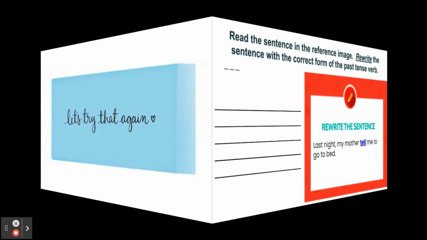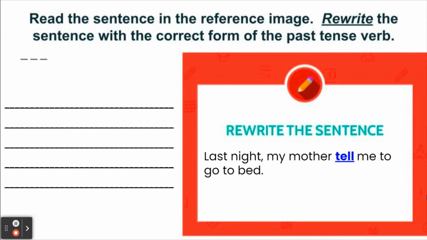Here we go. Now I just want you to go ahead and rewrite the sentence with the correct form of the past tense verb. So I'm giving you a verb here in blue that is the present tense, and obviously it is incorrect because the sentence is in the past tense. So we have to replace that verb with its past tense, okay? So, last night my mother tell me to go to bed. It sounds wrong, doesn't it? Yeah, because it's wrong. Okay, so how about you rewrite the sentence correctly using the correct past tense of the verb tell.